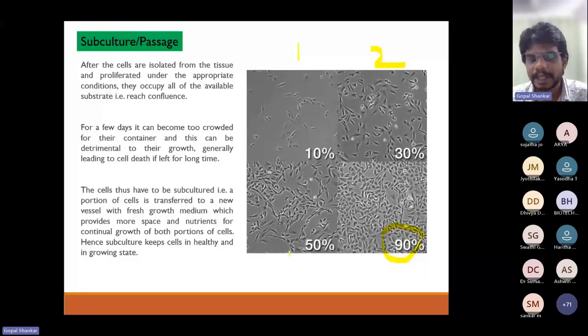And once you reach this particular concentration, this range where 90% of cells are completely plated on your vessel, this is called 90% subculture. This is the point where you understand that the cells need to be refreshed with new media and cannot grow sufficiently here. So they have to go to a new media. Subculture is a point where you take a portion of these cells and put them in a fresh media.